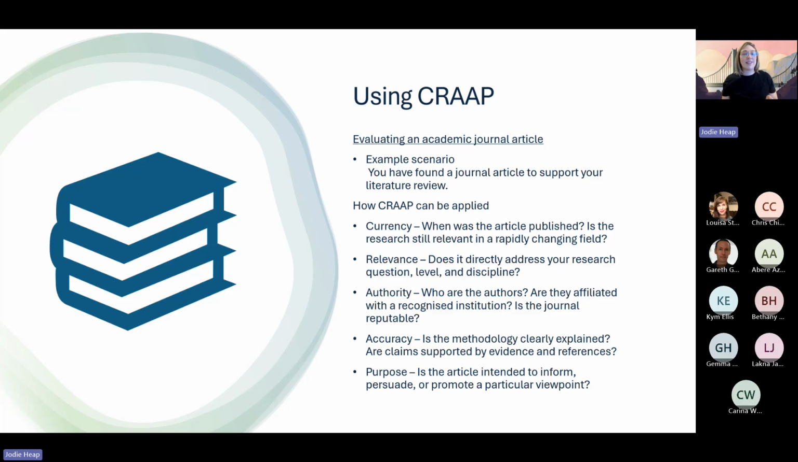Then there is the accuracy of the information. So is the methodology clearly explained? Are claims supported by evidence and references? And is the article intended to inform, persuade, or promote a particular viewpoint? So CRAP is particularly effective for traditional academic sources where publication details and methodology are explicitly stated. So she's an oldie, but she's a good one. I like the CRAP test.